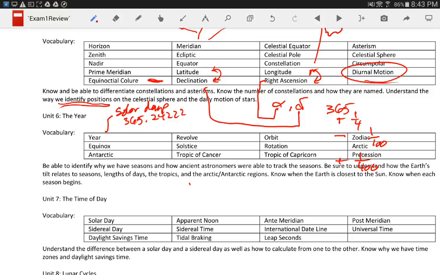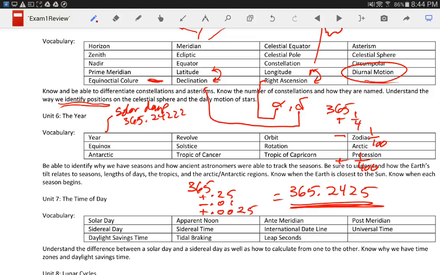Or in decimal form, 365 plus 0.25 minus 0.01 plus 0.0025. So that's equal to 365.2425. That's the number of days we have in a calendar year. And you can see that's pretty good. It's different by 3 in that 4th decimal place compared to the best known number.